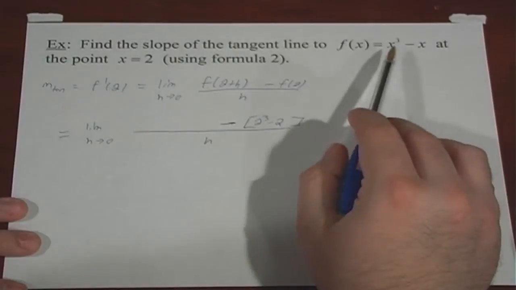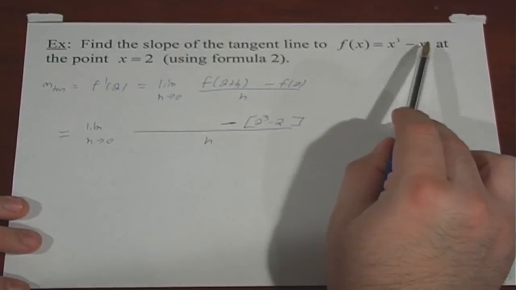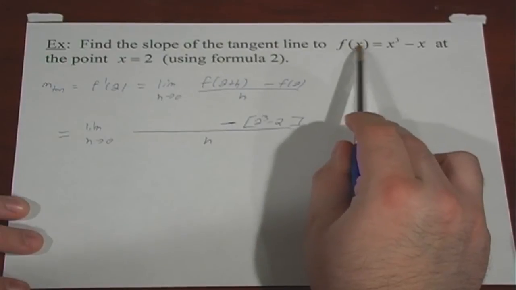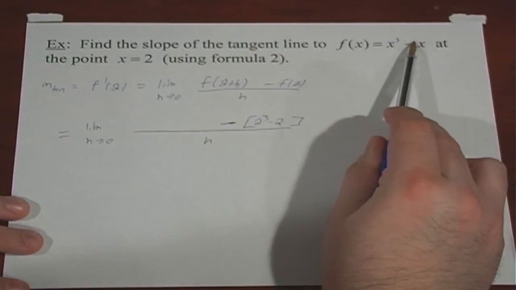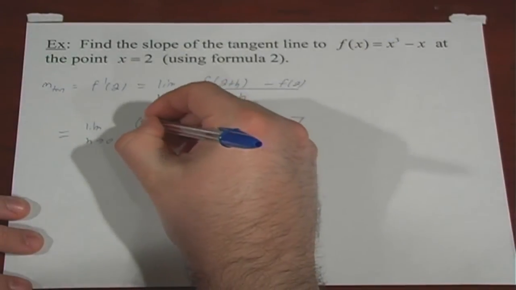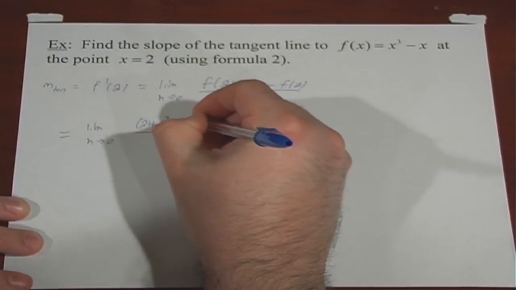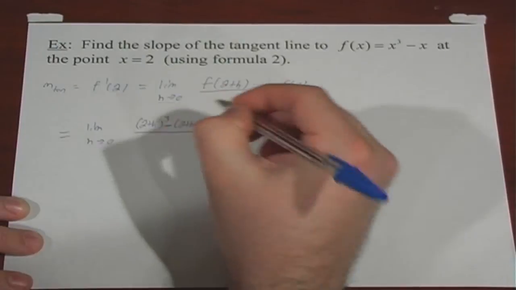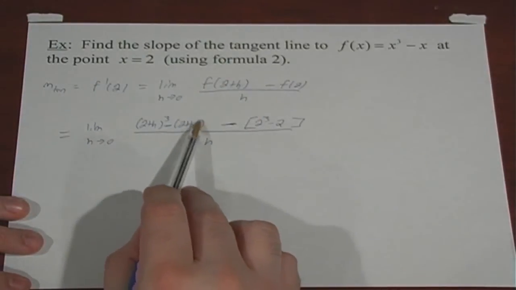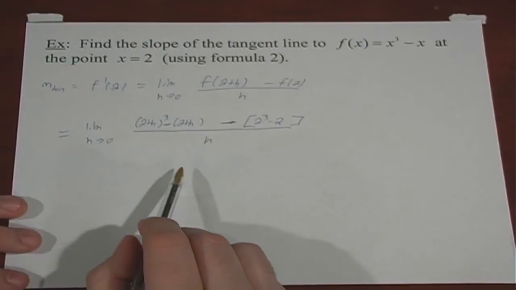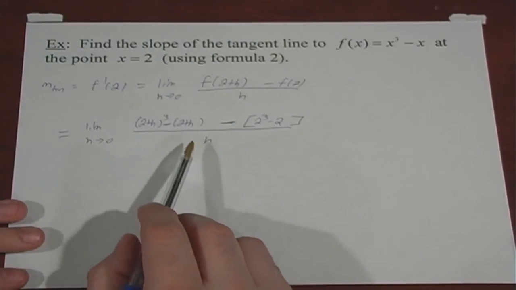So here's the function. Every x that you see, you're going to change to what's in this parentheses. So f of 2 plus h, you're going to put 2 plus h here and 2 plus h here. So it's going to be 2 plus h cubed minus 2 plus h. If you're not sure, put it in parentheses. And this time, it's very important to put this parentheses here because this minus is going to have to get distributed.